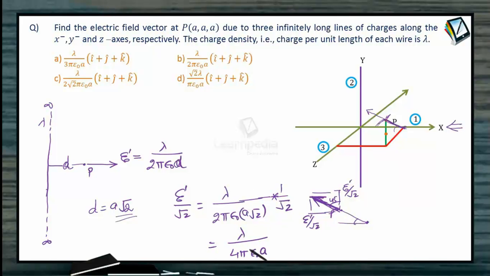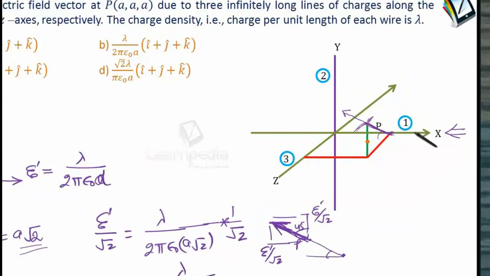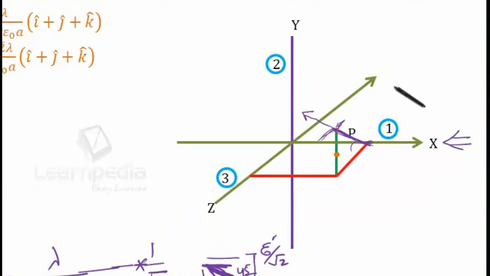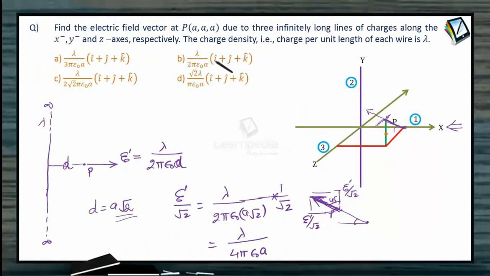So this way, for the x, y and z components, there are two contributions each. X is providing one y and one z. Z is providing one y and one x. So each of i cap, j cap and k cap has got two parts, lambda divided by 4 pi epsilon naught a and one more lambda upon 4 pi epsilon naught a. So it becomes lambda upon 2 pi epsilon naught a, and the same goes for j and k also. So option B has to be the correct option to this question.